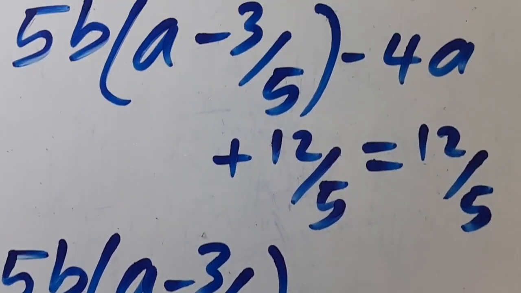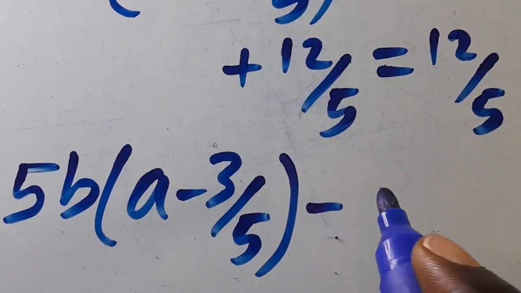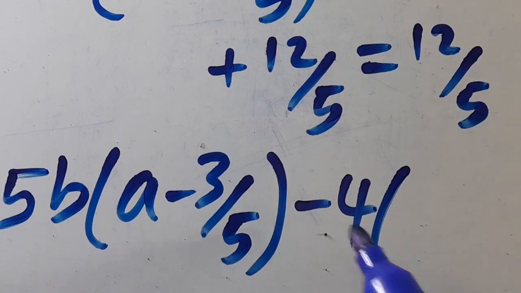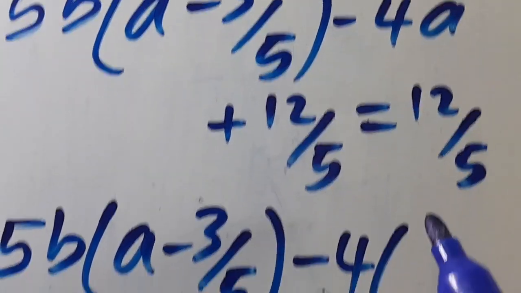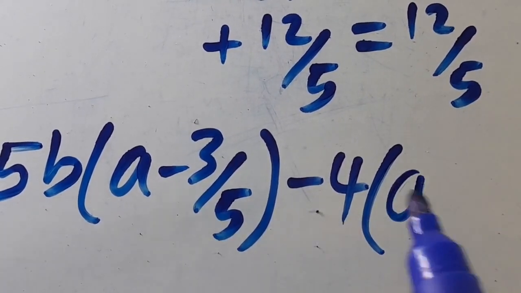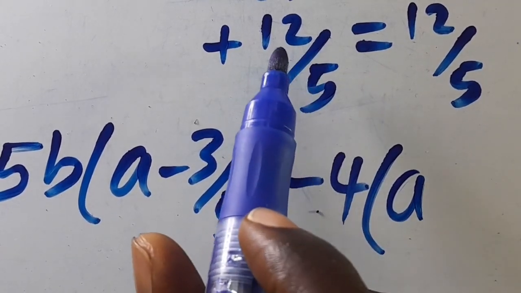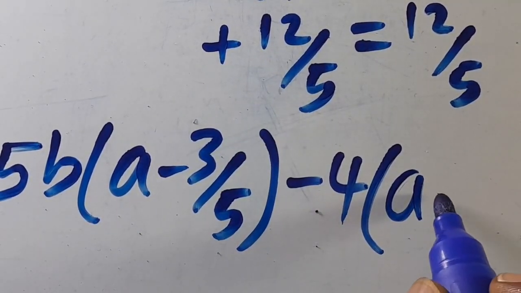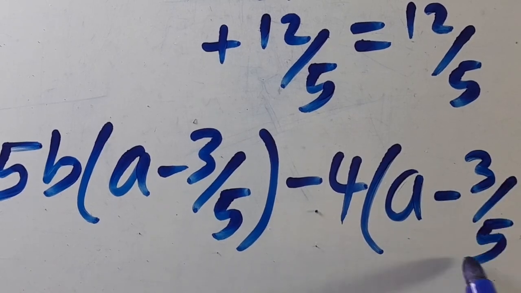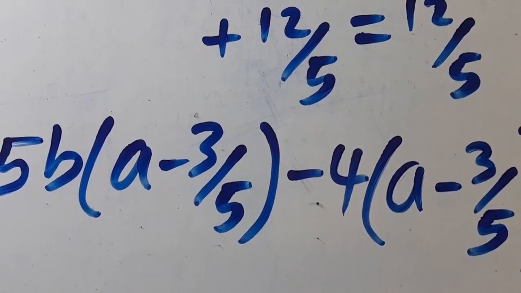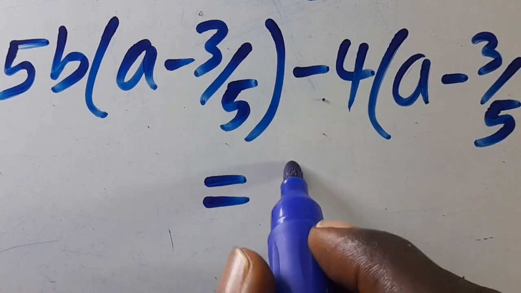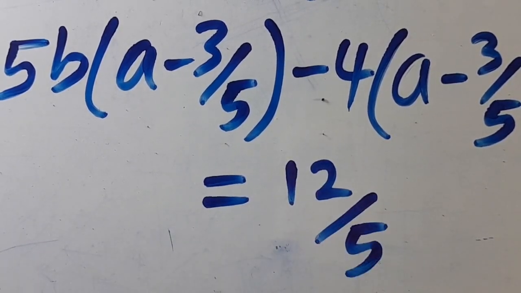Then when we factor 4 outside, here will also be minus 4 into 4a divided by 4, here will be a. Then when we try to factor 4 from here, here will now be minus 3 divided by 5 from here. Then everything equals 12 divided by 5.